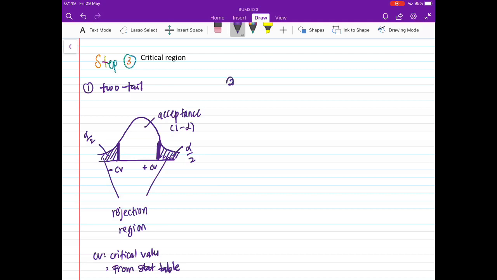And number 2, you will have one tail right. For the one tail right, for example, you have a normal distribution. One tail right will have the shaded region on the right. This one is your rejection region. This one is your acceptance region. The critical value will be here and you put the positive sign. And then the last one.